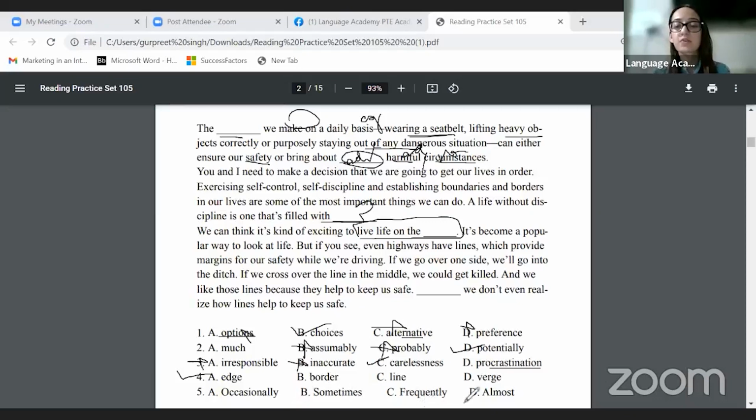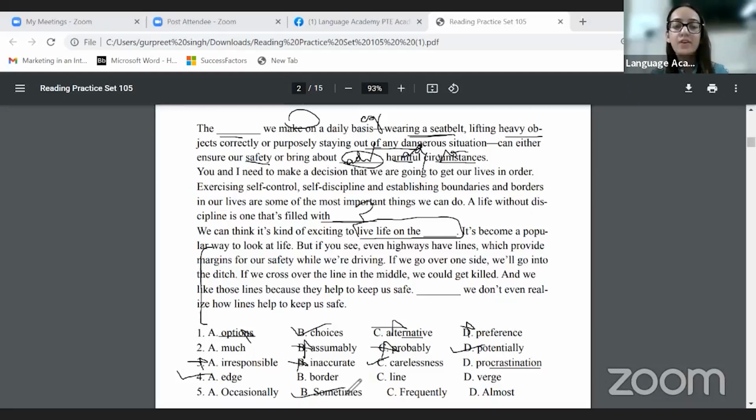Occasionally, sometimes, frequently, almost. This is a very general way of writing that sometimes we don't realize these things, that a line on the road is so important for us. So this is not something that occasionally or rarely happens. It's a general way of saying that sometimes we don't even pay attention that this is such an important thing in our life, right? So these are the answers.